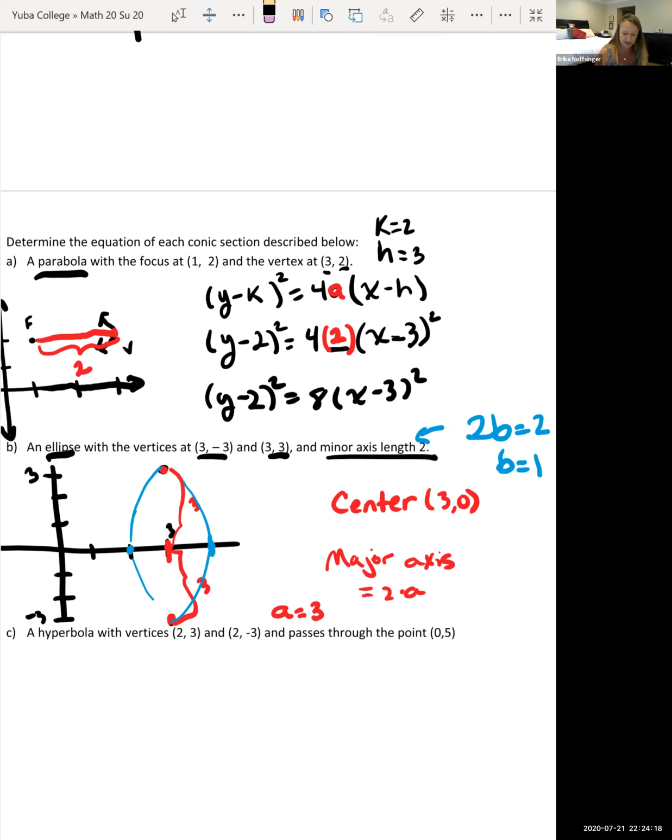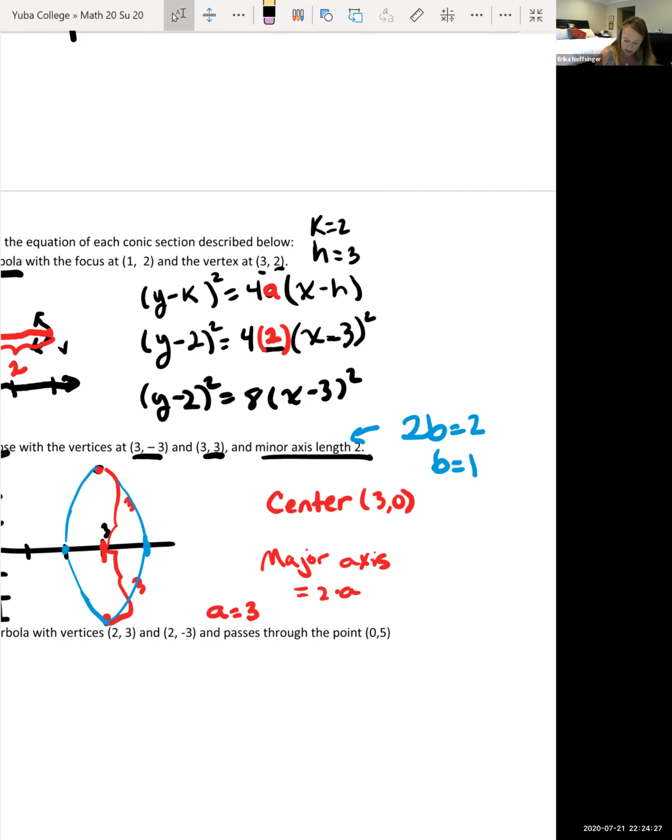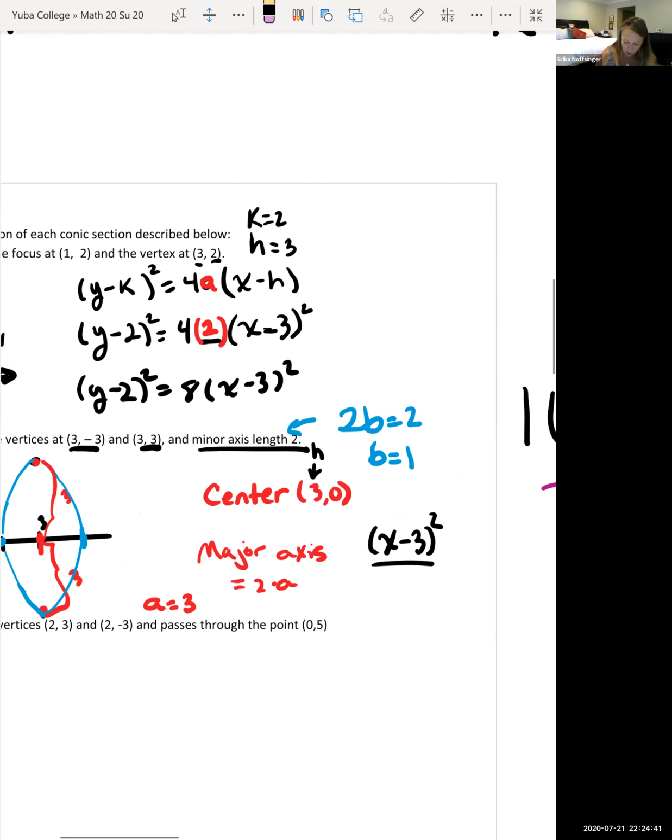I know it's elongated, where the major axis is parallel to the y-axis. And so the standard form of my equation is going to be x minus h. So x minus my h value, which is 3, x minus 3 quantity squared all over, I'm going to leave that blank for a second, plus y minus k. So y minus 0. I don't really need that y minus 0 in there, but I'll put it. Is equal to 1.